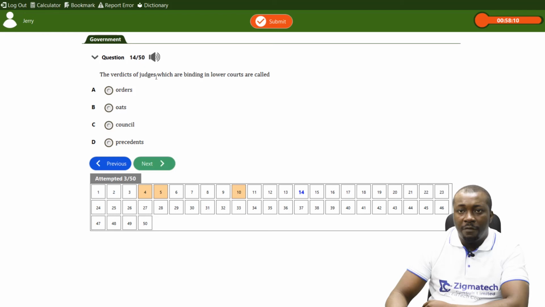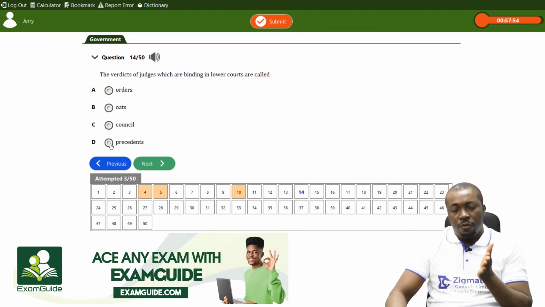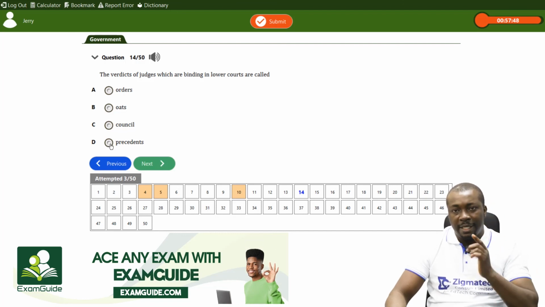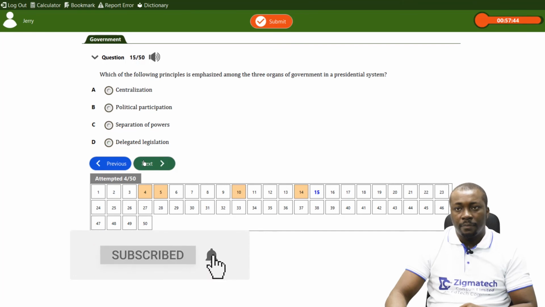Now, the verdicts of judges which are binding in lower courts are called, is it orders? Is it oaths? Is it counsel? Is it precedent? This is what we call precedents. The lower courts are expected to follow the rulings of a higher court when a similar case is brought before them.